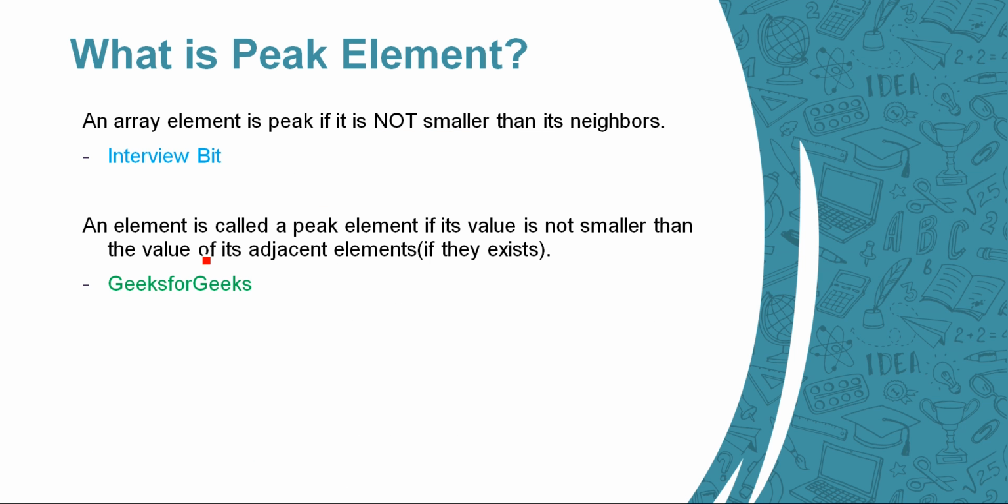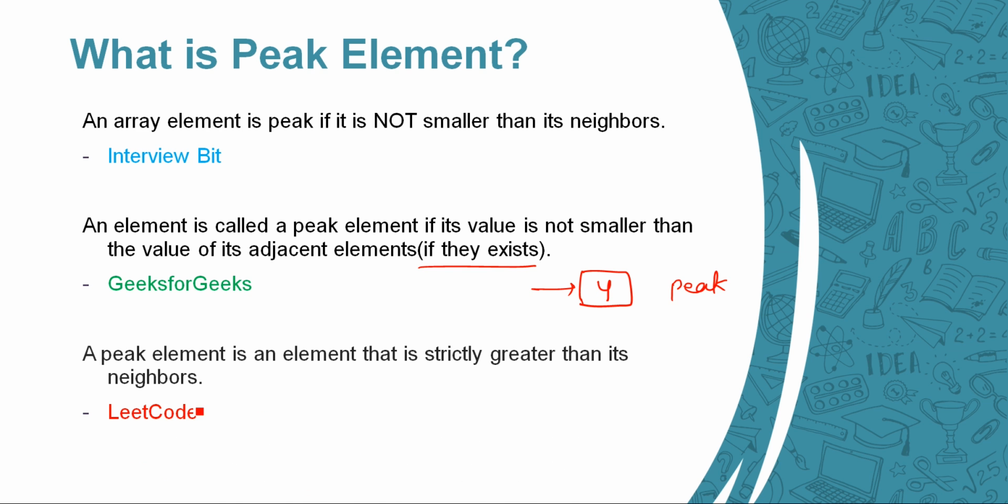All right, now let's move on to the GeeksforGeeks definition. An element is called a peak element if its value is not smaller than the value of its adjacent elements, if they exist. It is the same definition with one slight change: if we have only one element, 4, then this 4 will ultimately be termed a peak element as it doesn't have any neighbors.